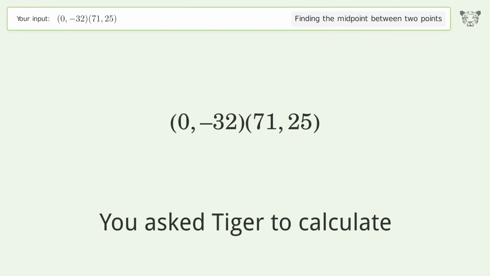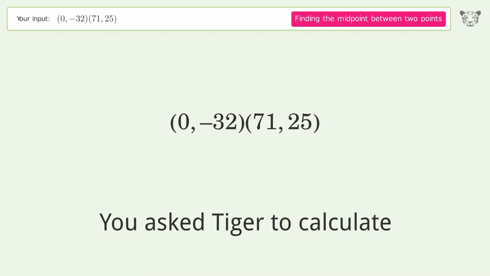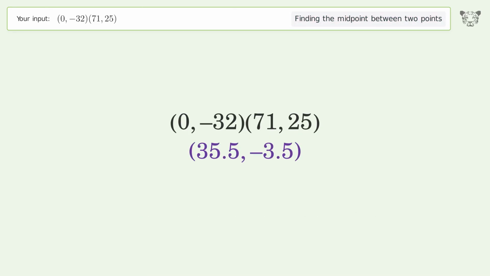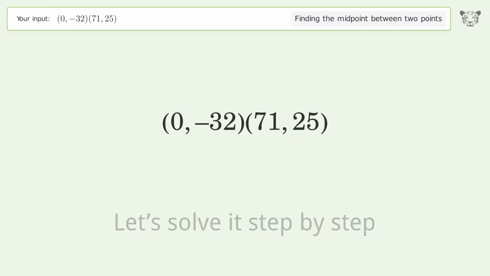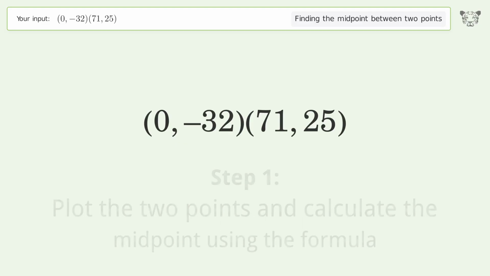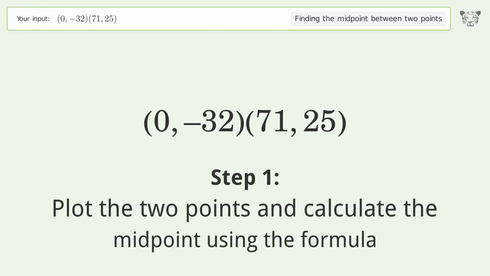You ask Tiger to calculate. This deals with finding the midpoint between 2 points. The midpoint between the 2 points is 35.5, negative 3.5. Let's solve it step by step. Plot the 2 points and calculate the midpoint using the formula.